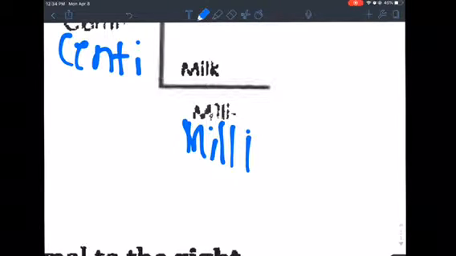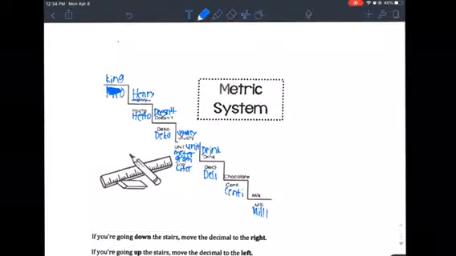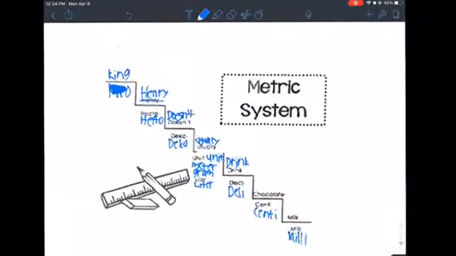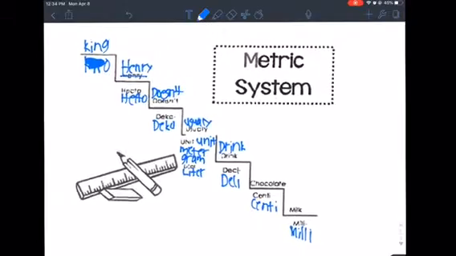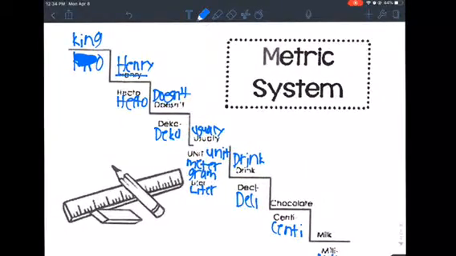The saying goes, King Henry doesn't usually drink chocolate milk. And that correlates to kilo, hecto, deca, the basic unit, deci, centi, milli. Okay, so this is a tool that if you get stuck and you can't remember the order, King Henry doesn't usually drink chocolate milk.